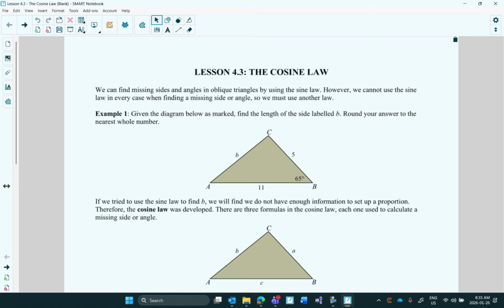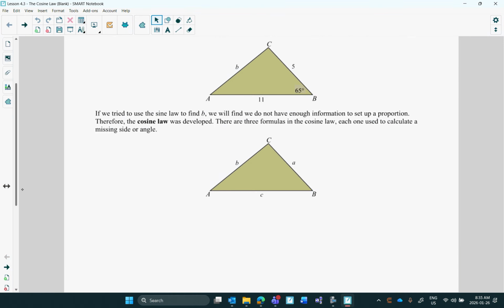If you don't, like in this one, I only know one angle here. I don't know what this side is, I'm trying to find it. I know what these two sides are, but there's no way I can find angles A and C. So another formula was developed called the cosine law. And the cosine law looks like this.